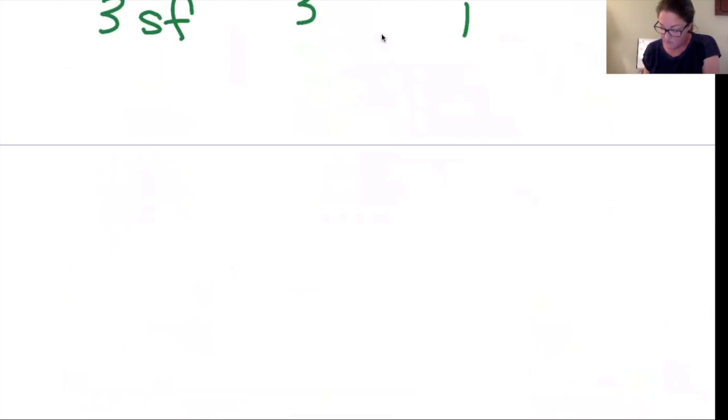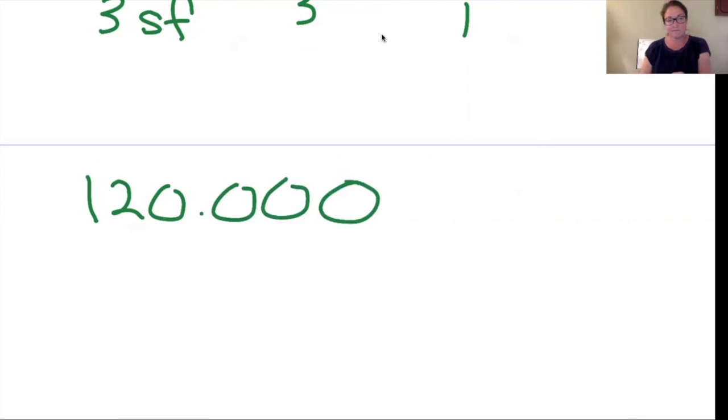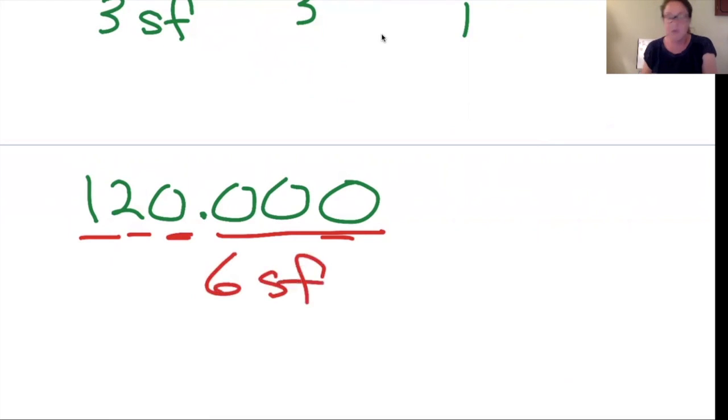What if I gave you something like 120.000? How many significant figures does this number have? Well, the 1 and the 2 are. Then it's a decimal greater than 1. So anything to the right of the decimal point is significant. So these 3 are. Then we can go back and pick up the second rule still. A 0 between significant figures is significant. So this has a total of 6 sig figs.